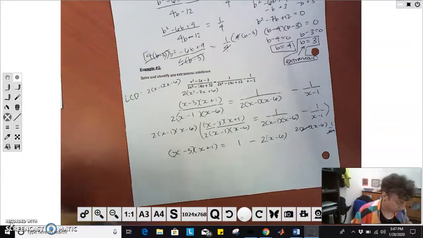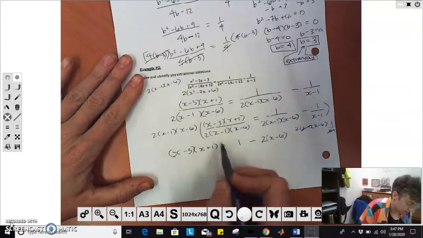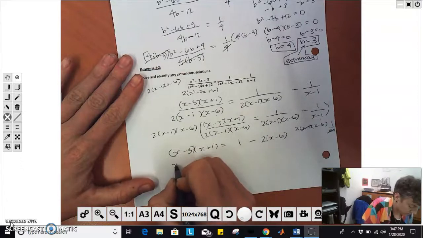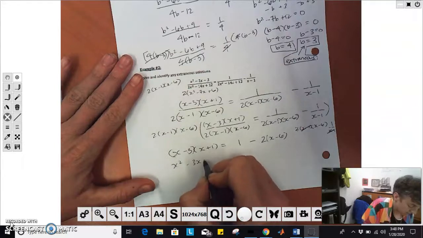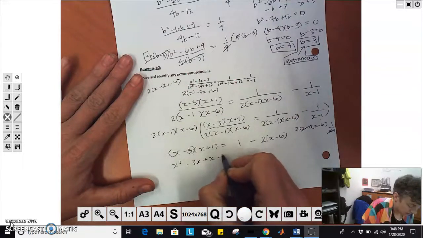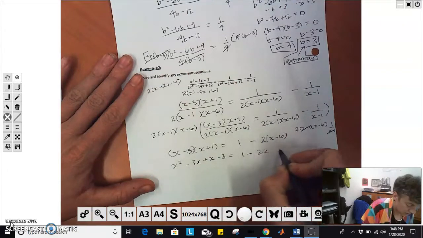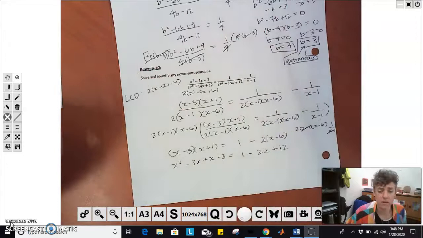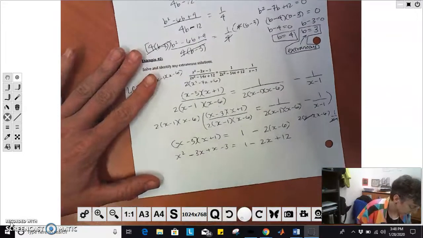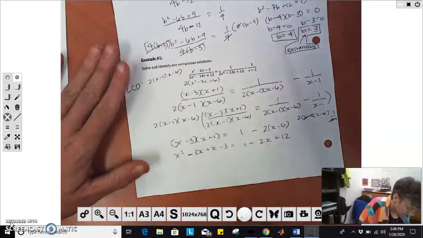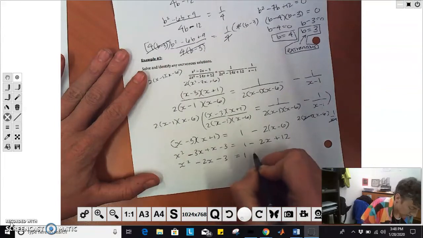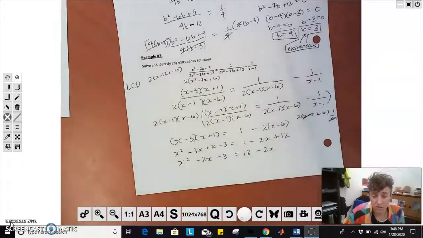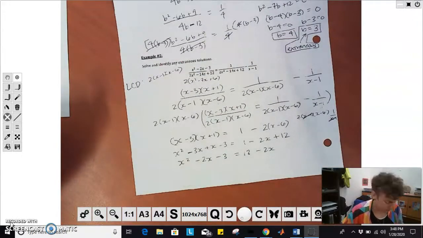Now, let's solve it by multiplying that out. x times x is going to be x squared, negative 3x plus x minus 3 equals 1 minus 2x plus 12. Combine some like terms. What are we going to get? x squared minus 2x minus 3 equals 1 plus 12 is 13 minus 2x. What kind of equation is this? Yes, it's another quadratic. Okay.